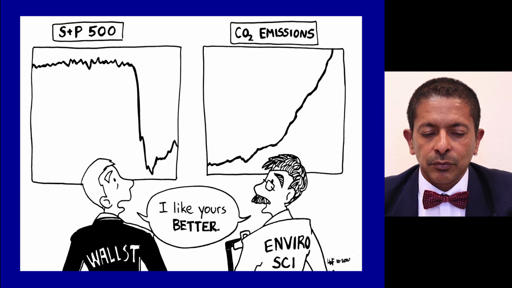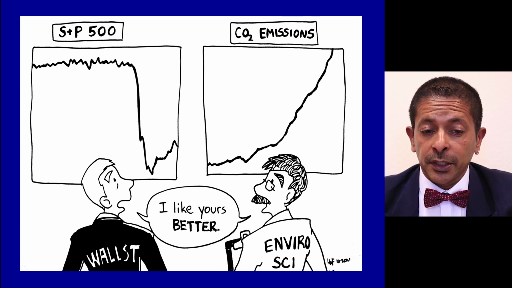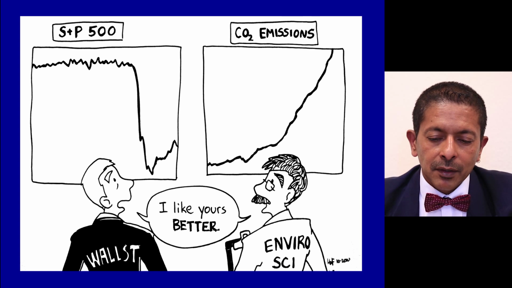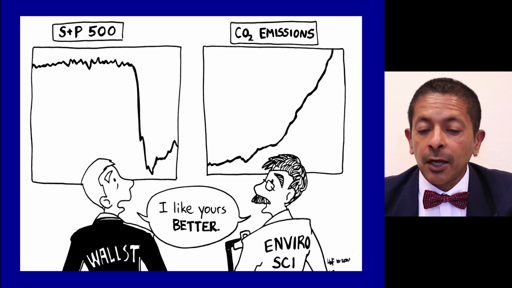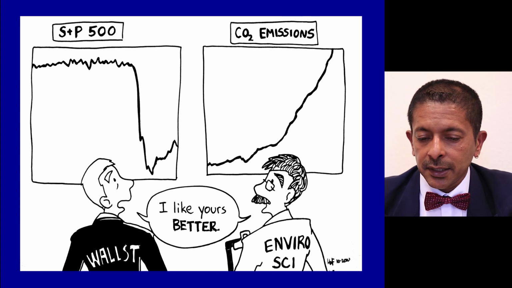The person on Wall Street on the left would like to see his stocks going up. The S&P 500, an indicator of that, is coming down. The environmental scientists want to see carbon dioxide emissions coming down. It may be going up, but you need to report the results as they truly are.